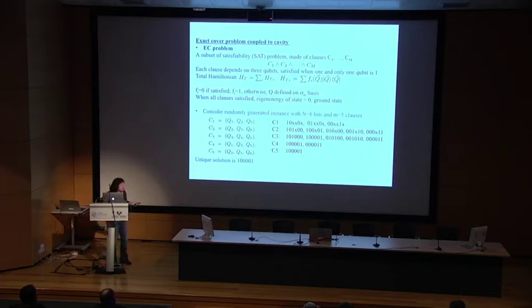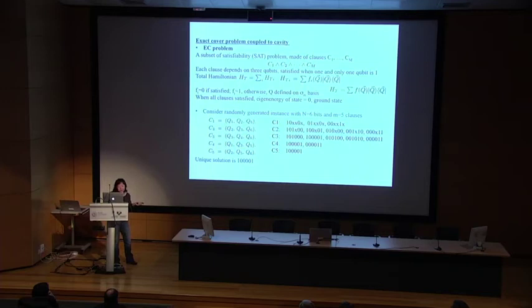So I randomly generated an instance of the exact cover model, which is described by these 5 clauses on a 6-qubit system. You can show that these clauses have one unique solution that satisfies all the clauses. The solution is 1, 0, 0, 0, 0, 1, with the first and the 6th qubit equal to 1, and all the other qubits equal to 0.